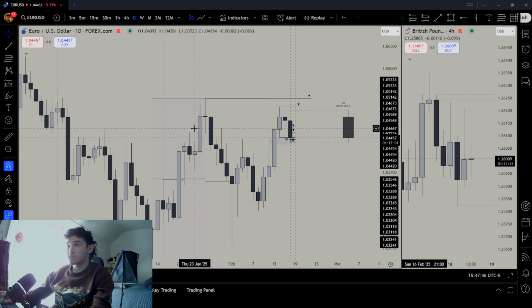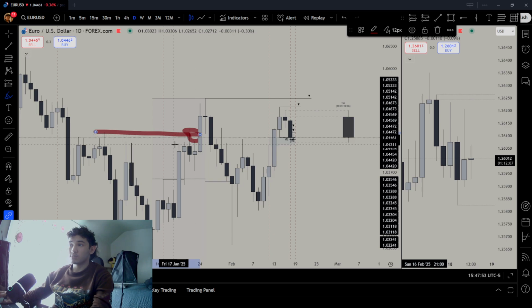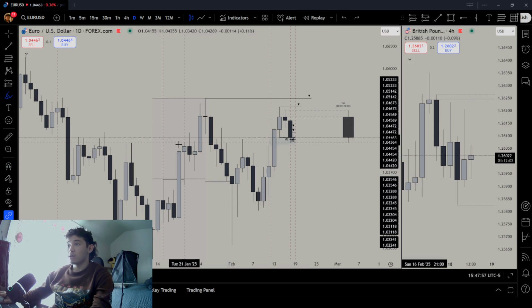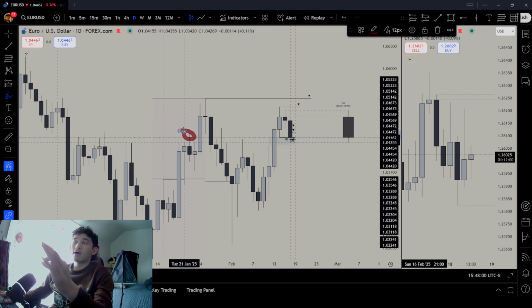So the market went down. This high is not a stable high. How come? It's right below the weekly CRT high. So the market needs to go up here, then go back down, then make a stable high. So how come this is not a stable high?